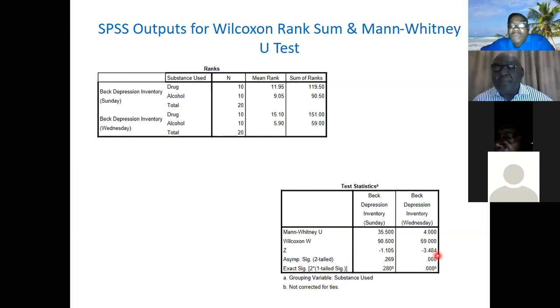Or if it's like this other one, you say there's a statistically significant association between depression for drug user and alcohol user on Wednesday, because the p-value is 0.00, maybe less than 0.001. In those days, you just said the p-value is less than 0.05. But now the value is there, you just quote the value. Everybody will now know that the value you have quoted is either greater than 0.05 or less than 0.05, if you have chosen 0.05 as your level of significance.